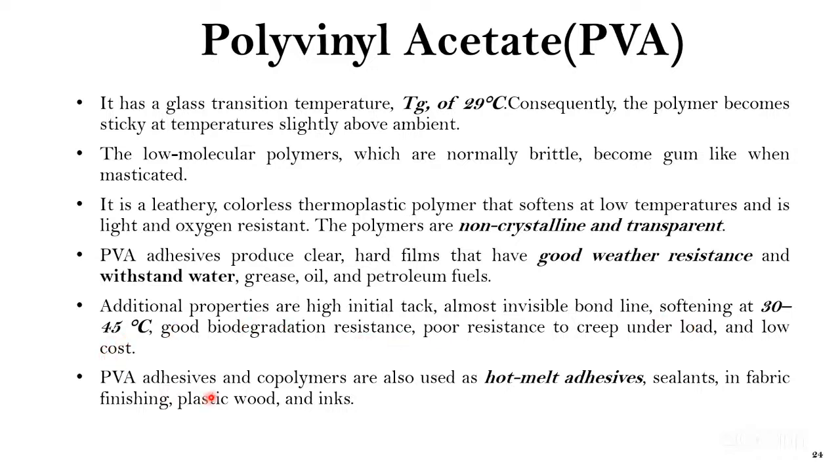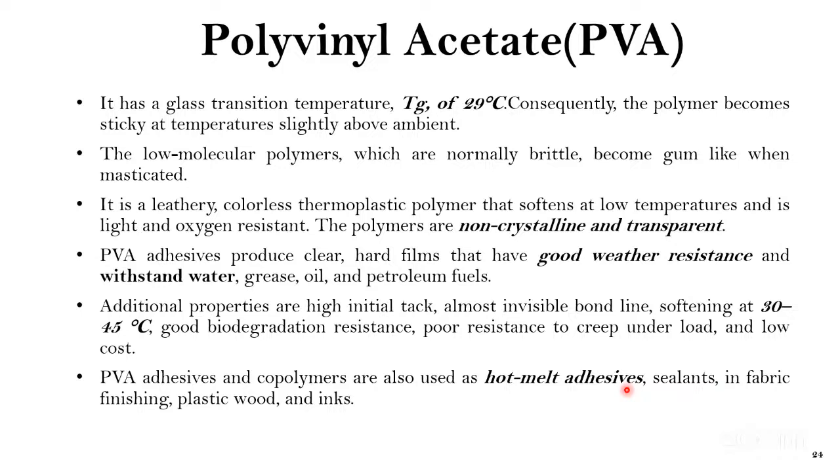PVA adhesive and copolymers are used as hot melt adhesive. In the current market, if you study it, hot melt adhesive is quite useful in the textile industry and is in demand. Hot melt adhesive is used for decoration purposes in textiles.